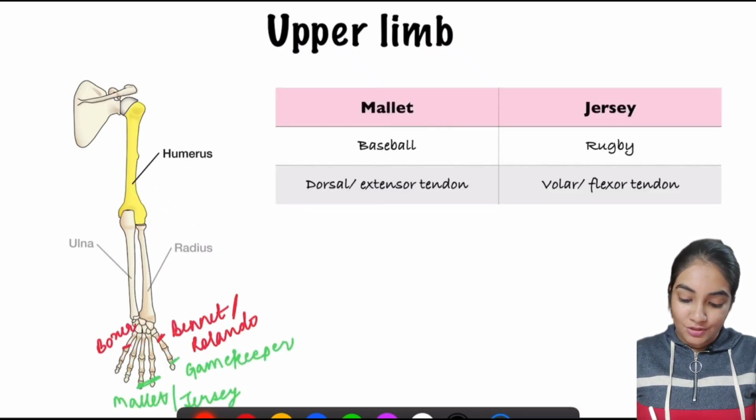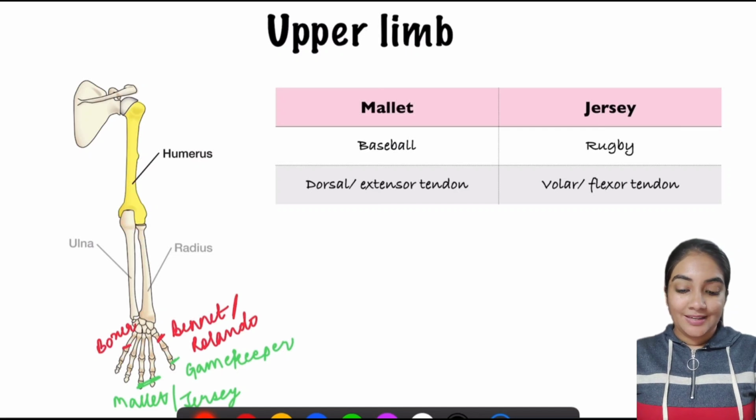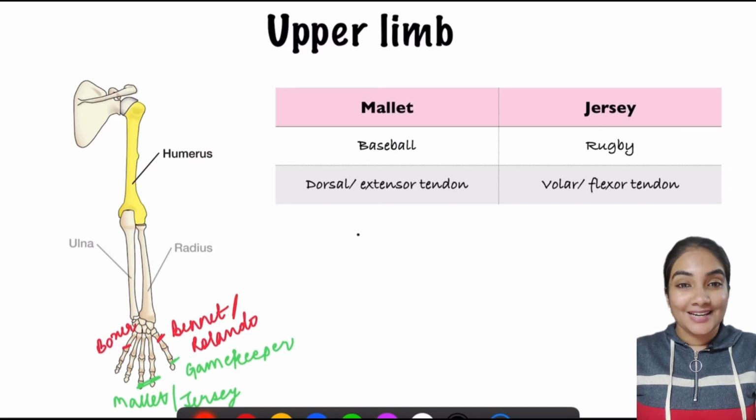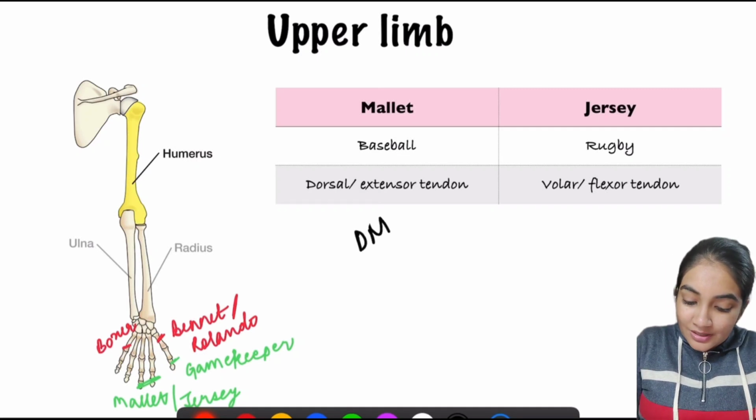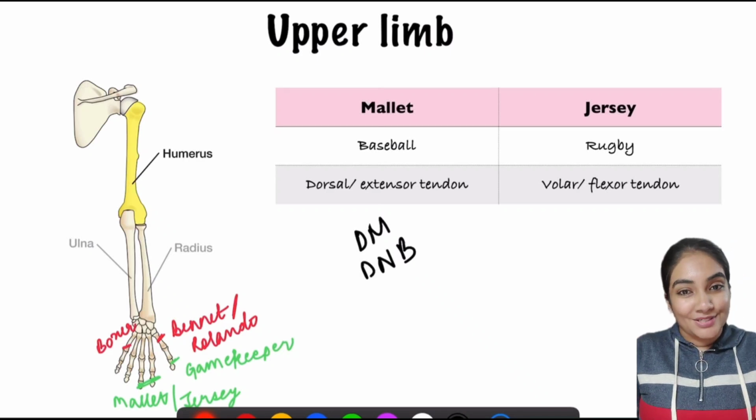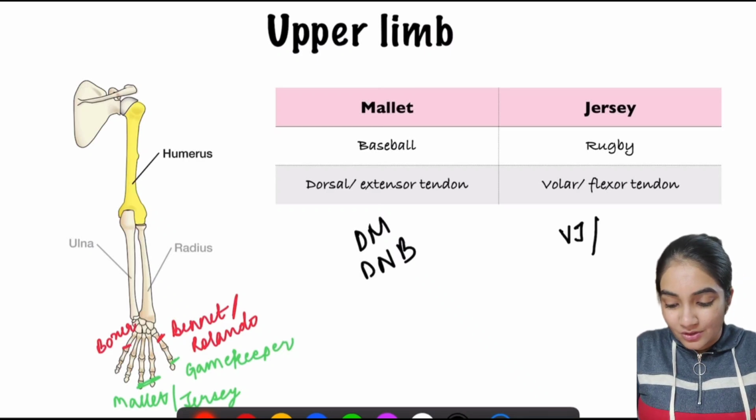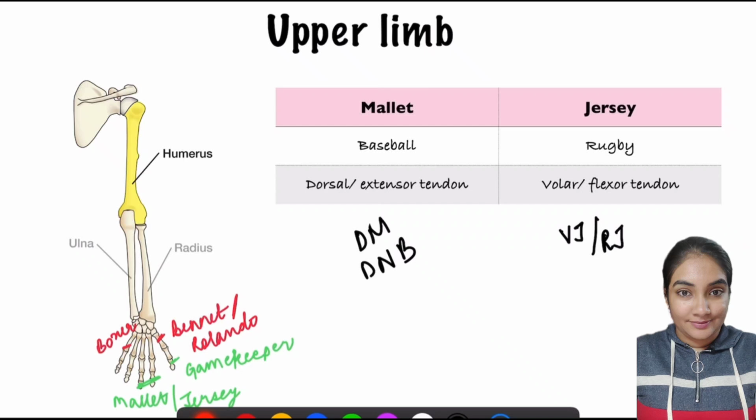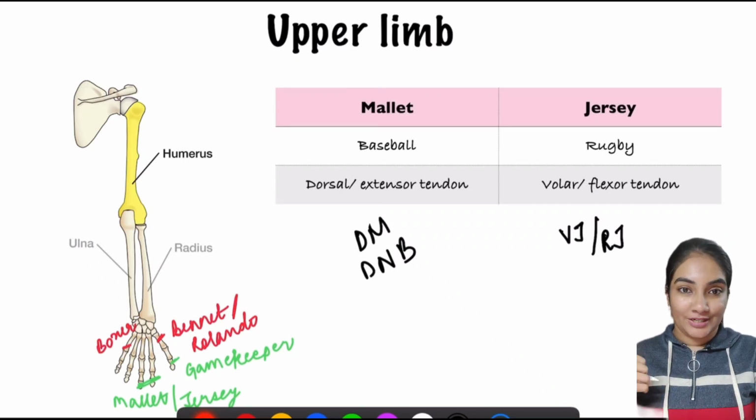For this, you need to remember a small story that earlier there used to be only two professions. You could either undergo a more studious branch, you could pursue DM or DNB, or a less stressful branch of a video jockey or radio jockey. Okay? So either DM, DNB or VJRJ.